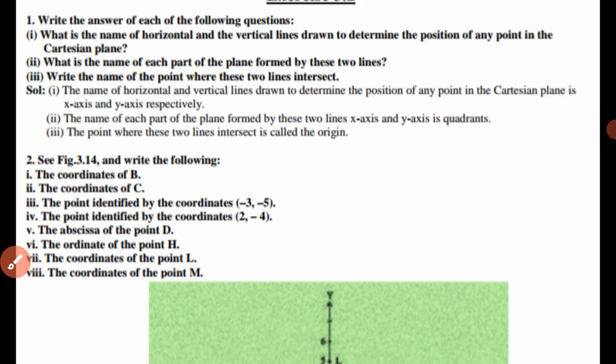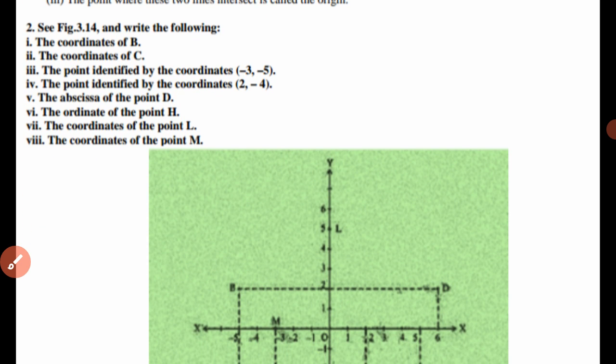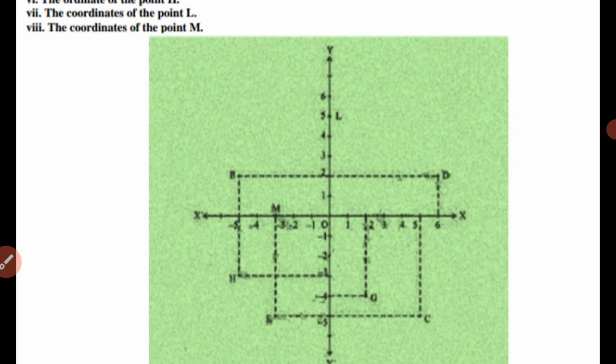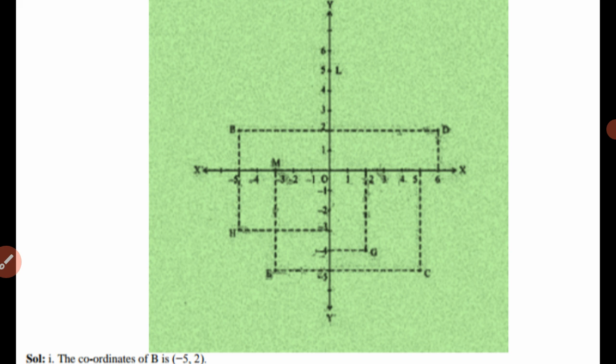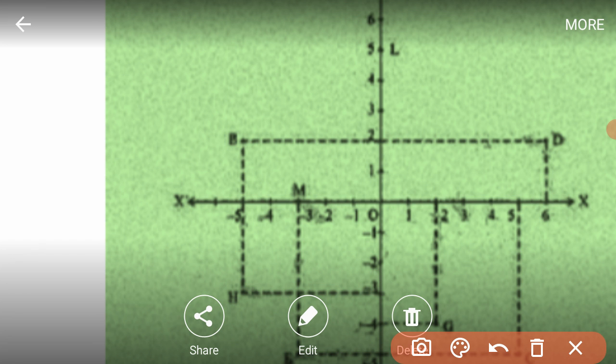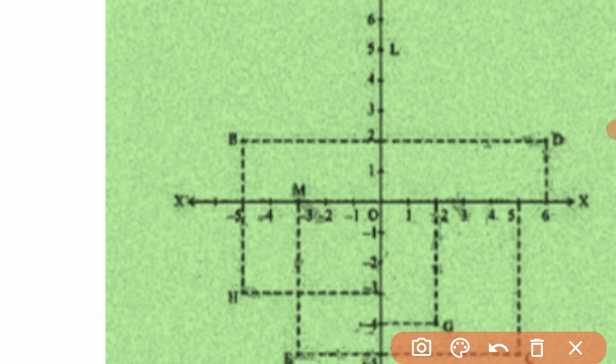Now after this, see question number 2. In question number 2 we see figure 3.14 and write the following coordinates. In the first part we have to name the coordinates of point B. Here point B is given. For point B, the x-coordinate is minus 5 and the y-coordinate is 2. So minus 5 and 2 are the correct answer.